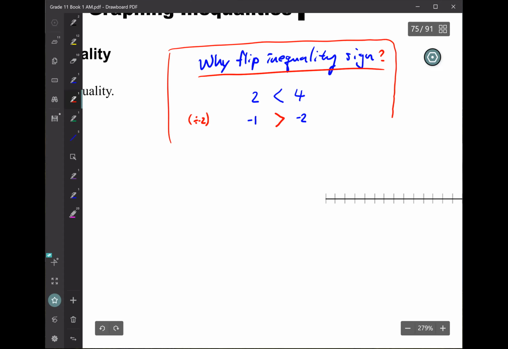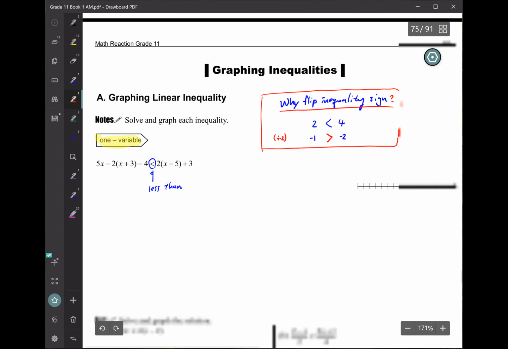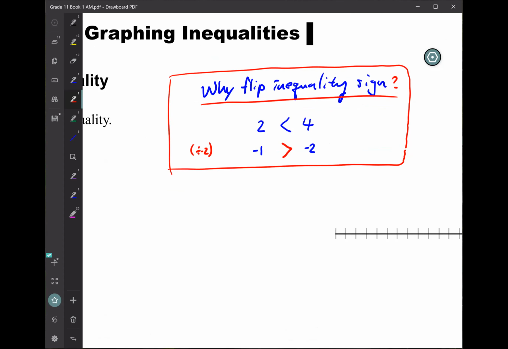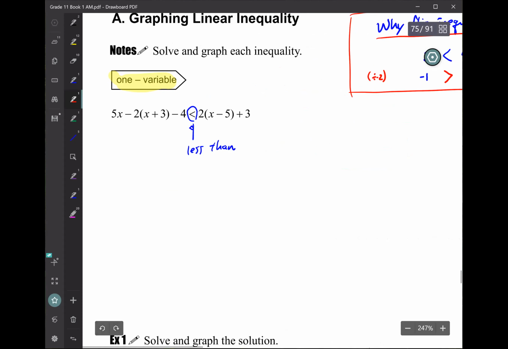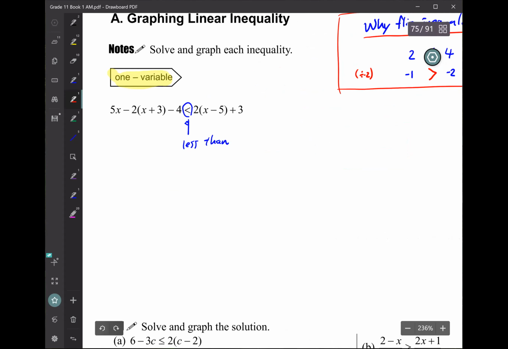But it's better to know why, right? It makes more sense. So it's not just dividing as well. Even if you multiply by a negative number, it works. As long as you multiply or divide by a negative, you need to flip. So just keep that in mind. For example, this one: our goal is to isolate x because we only have one variable. So let's do that. First we'll expand the brackets, multiply in. So -2x minus 6 minus 4.